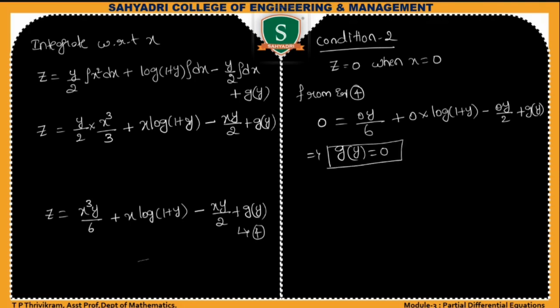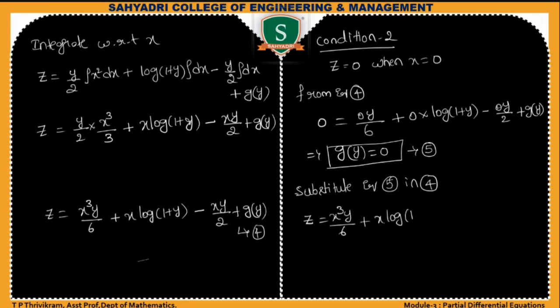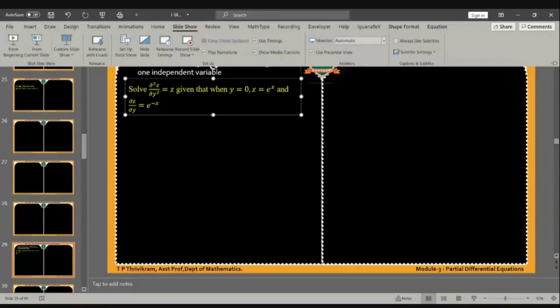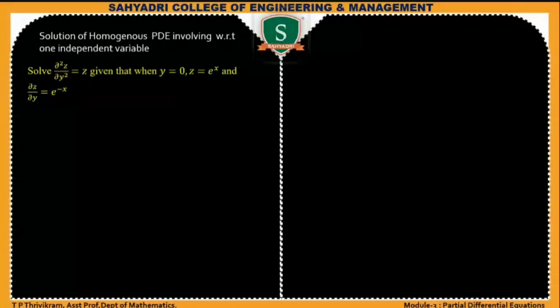So therefore, take this as equation 5. Substitute equation 5 in 4. What happens? z is equal to x cube y by 6 plus x log of 1 plus y minus xy divided by 2. So this is the required solution we need. Take the previous problem as homework.